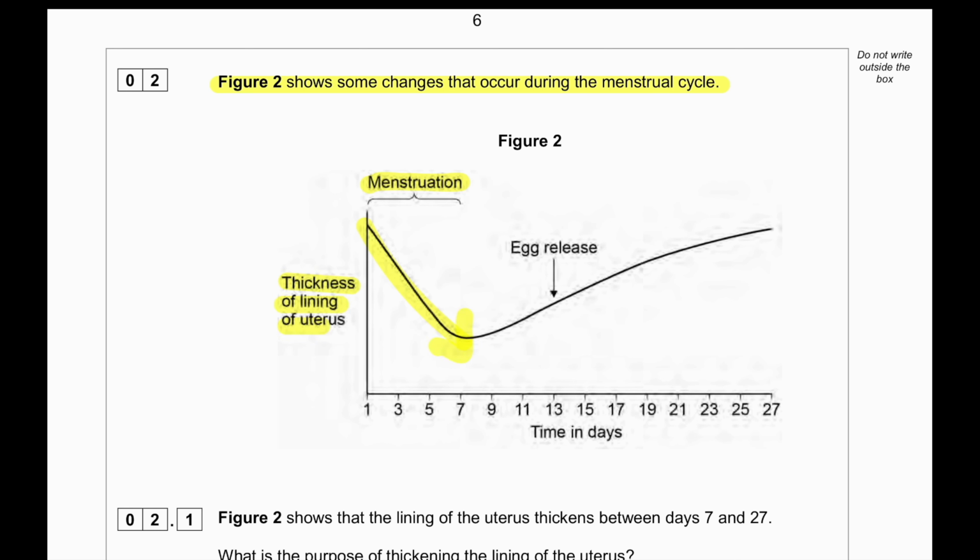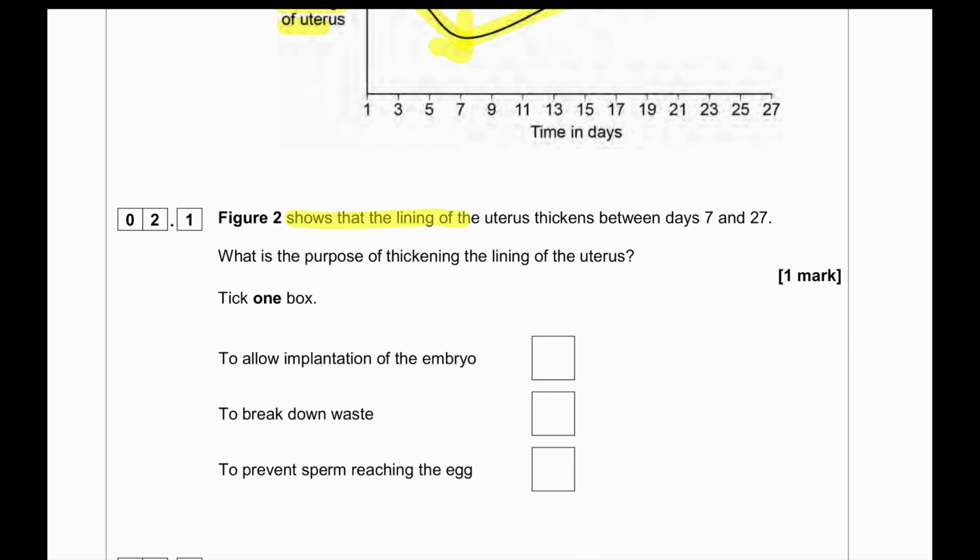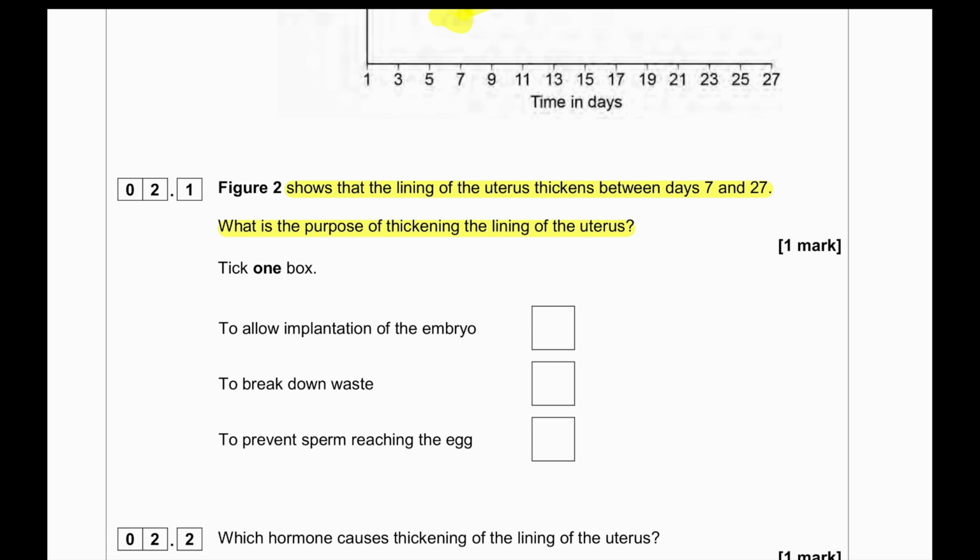From day 7, the lining of the uterus starts to rebuild again. Up until day 28, it is maintained. Figure 2 shows that the lining of the uterus thickens between 7 and 27 days. What is the purpose of the thickening of the lining of the uterus? The lining of the uterus thickens so that it can receive an embryo, so that implantation of an embryo can occur.